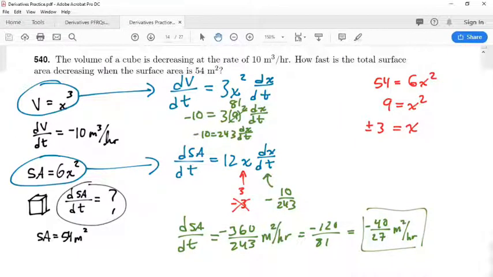One more note about what I did here. Whenever you are solving a related rates equation, do not plug in values like negative 10, 54, or 3 before you take derivatives. The only time you can plug in values before you take derivatives is if that value is constant. Within the context of your problem, is that value changing? If it's not changing, then go ahead and plug it in. But if it is changing, don't plug it in. In our context, x is changing because x is the side of a cube that is decreasing. We know that from the context of the problem.